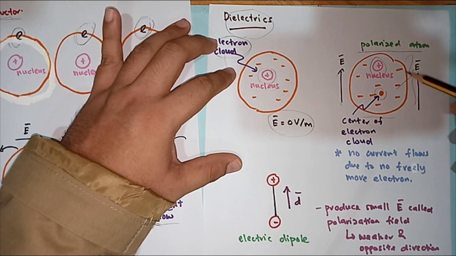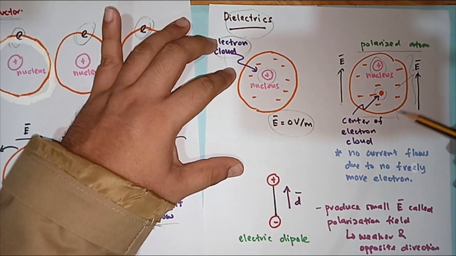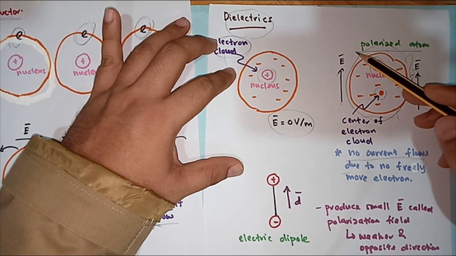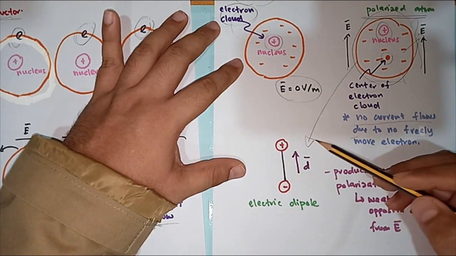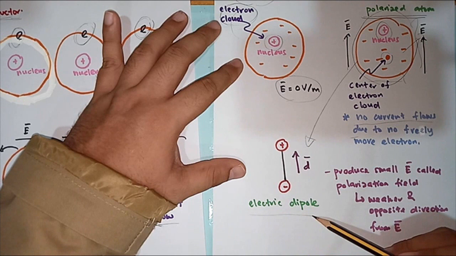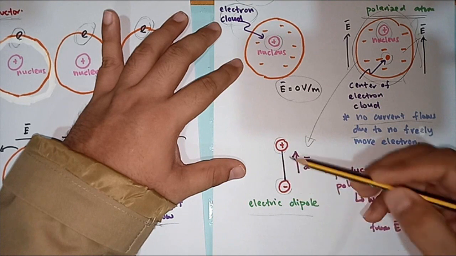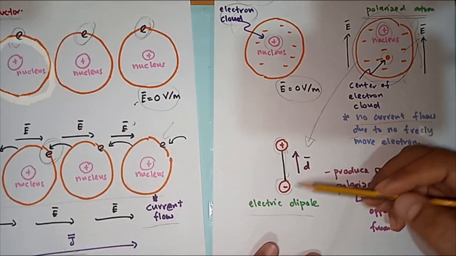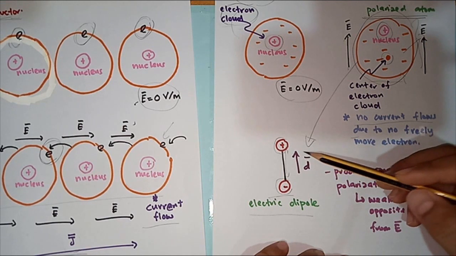Because there is no motion or migration of electrons from one atom to another, in this case no current will flow, due to no freely moving electrons. This condition, which we call a polarized atom, can be shown by an electric dipole. We have a positive charge and a negative charge that have been separated from each other by some distance and direction. In this case, that particular condition is represented by this d vector.